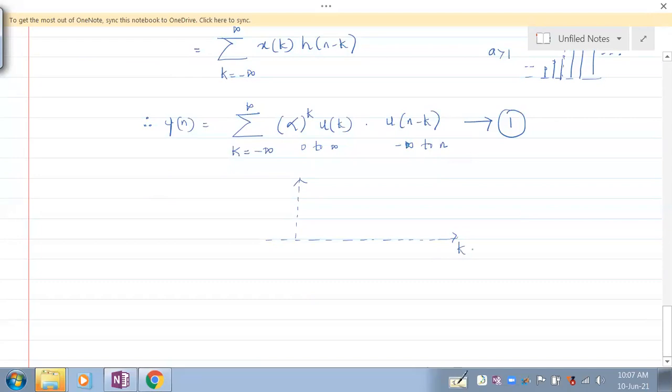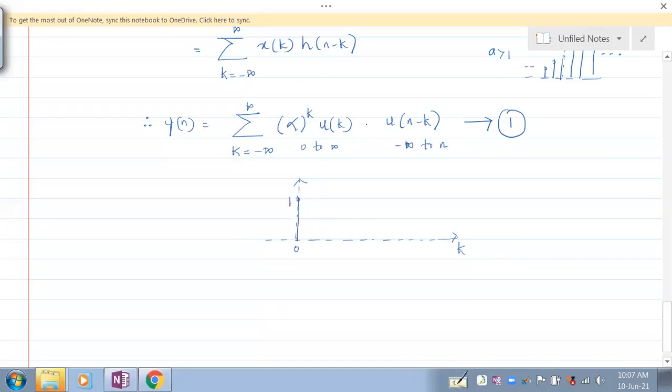So the first signal, u of k tells us that it ranges from 0 to infinity. So alpha power k is what we are sketching, and this is k. So alpha power 0 is 1.